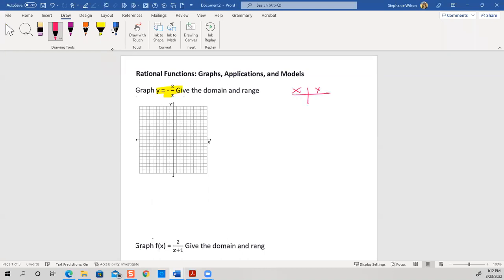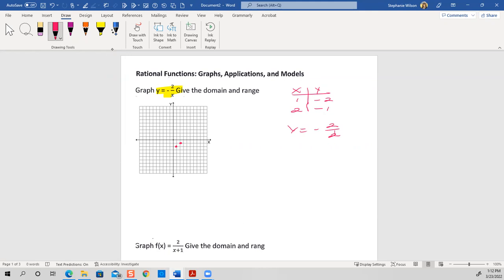Since it's equal to y, I can start plugging in points for x. Let's go small. Let's do 1. Plug in 1, and I get negative 2, because y equals negative 2 over 1, which is just negative 2. If I put in 2 for x, I get negative 1. So I've got 2 ordered pairs already. Let's plot that. I go to 1, go down to negative 2, and then I go to 2, and it takes me down to negative 1.